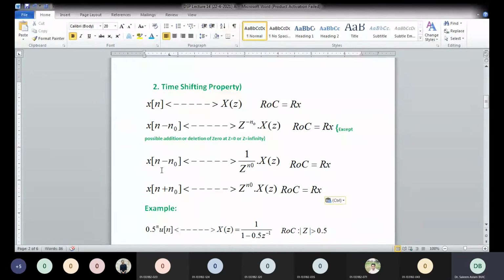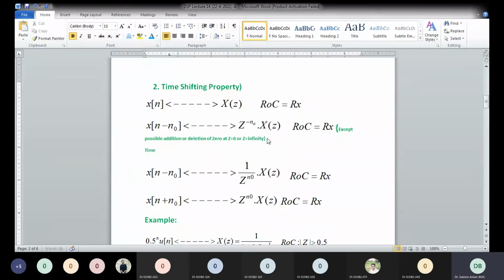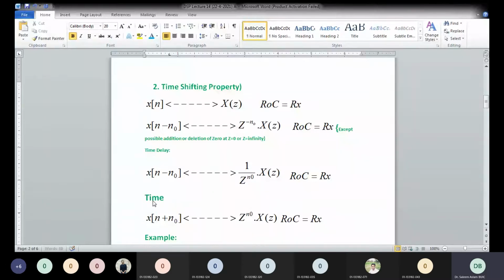So what's the difference? Now here we are time delay, here we are time advance. So let me write it over here explicitly so you do not get confused. So time delay and time advance. एक में आप delay दे रहे हैं और एक में आप advance कर रहे हैं. So that's how your property would change. Normally time advance.